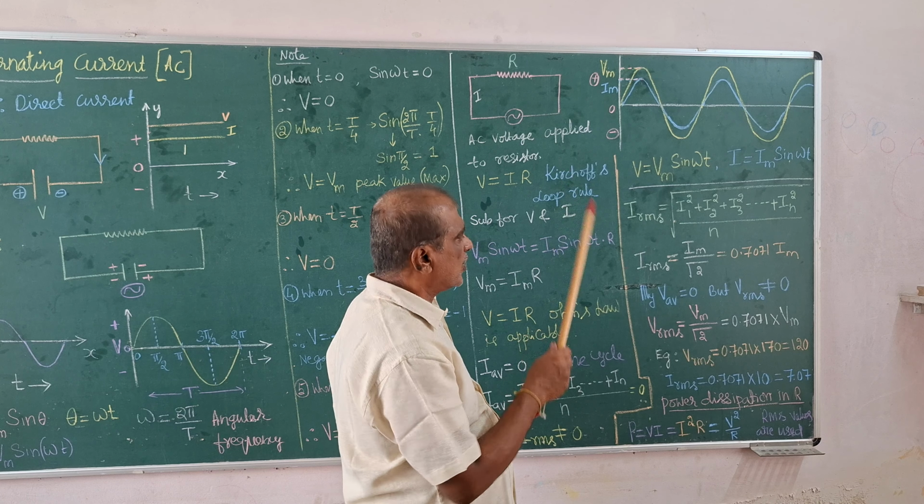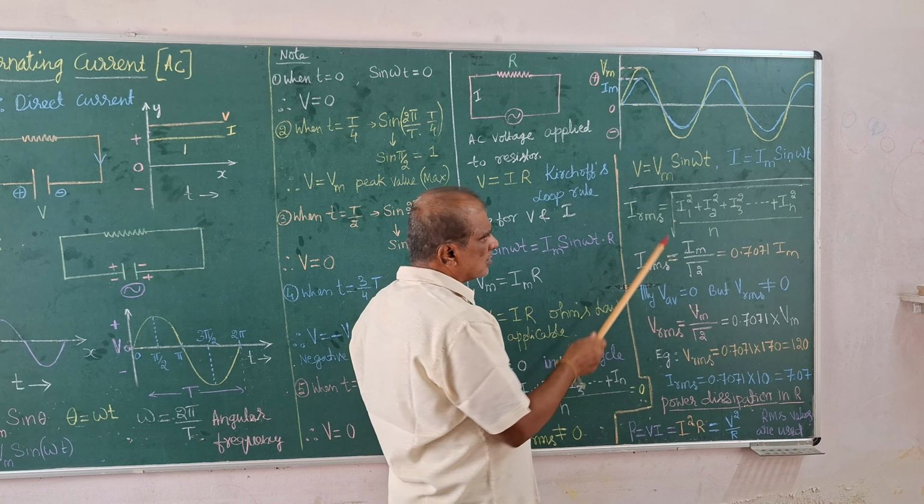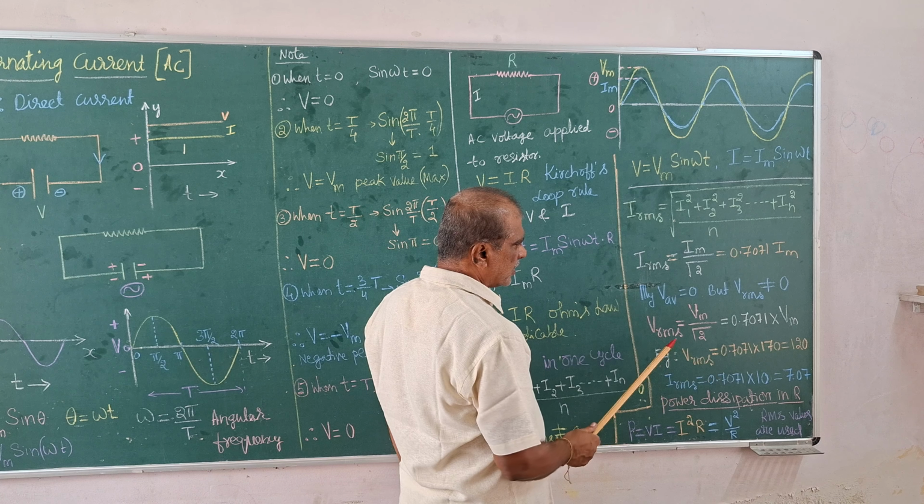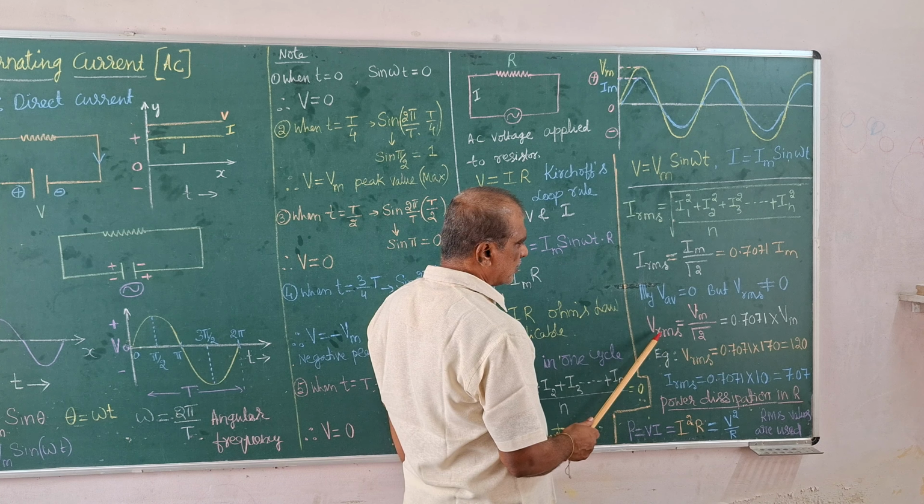Since voltage also follows the same concept, for voltage also we can write this equation. What is that equation? V RMS, the root mean square value of voltage, is equal to the peak value of voltage divided by root 2. It is the same equation: the peak value, the RMS value. RMS value is equal to this.